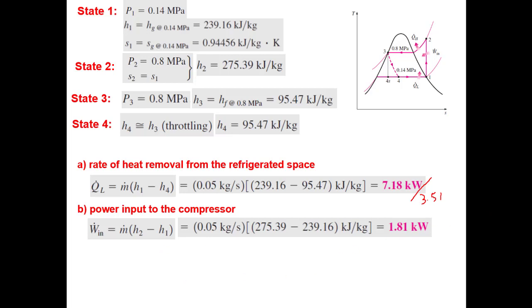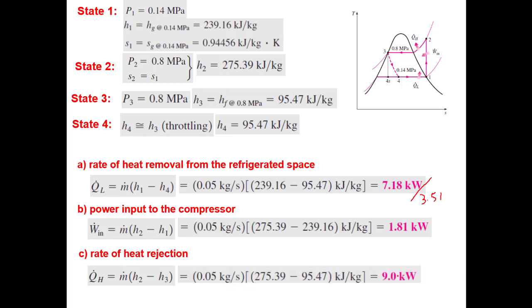So then part C is to calculate the rate of heat rejection, which is in the condenser. So 2 to 3, that means H2 minus H3 times the mass flow rate of the refrigerant. So if you put that value, that means 9 kilowatts. So one part of the heat is absorbed in the evaporator, and the other heat is a result of the compression. So both heats have to be rejected in the condenser. So the sum of this and this should be equal to this one, the heat rejected.